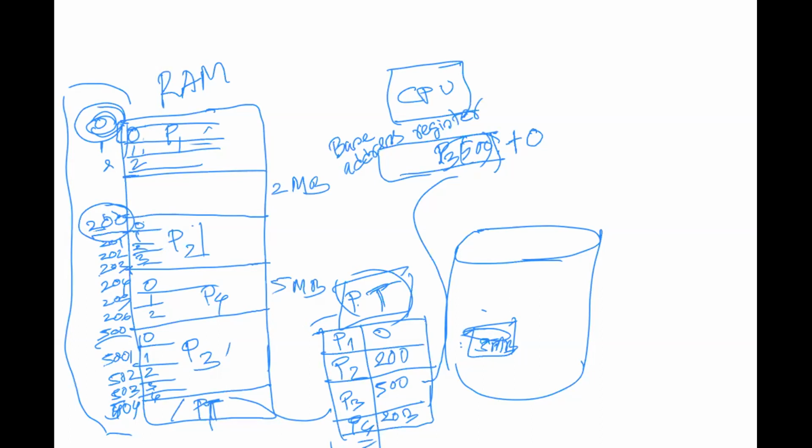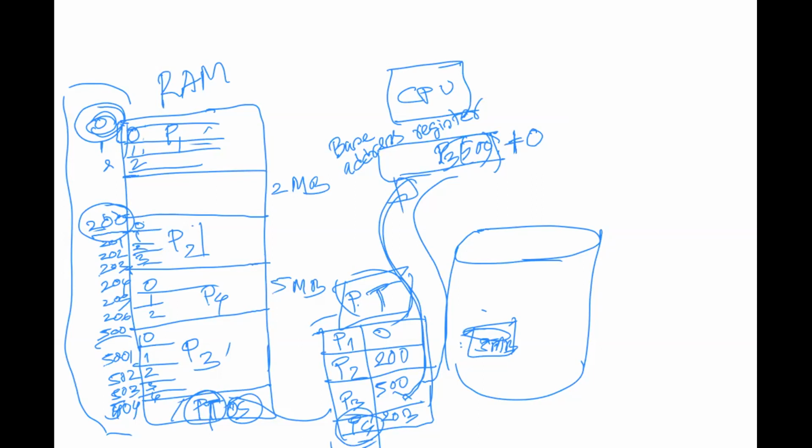The answer is that the process table is always located in a fixed location inside the OS. So whenever it executes, your CPU searches in that particular fixed location for this process table, finds the process number, and loads the base address, the starting address, into the base register. This is how it works. And then it will ask for the instruction number 0, or first instruction.